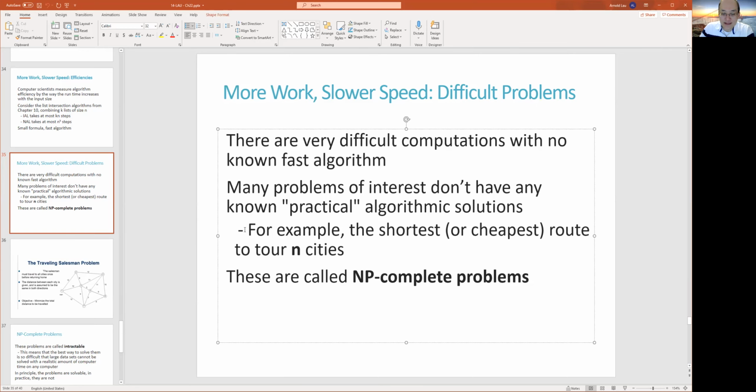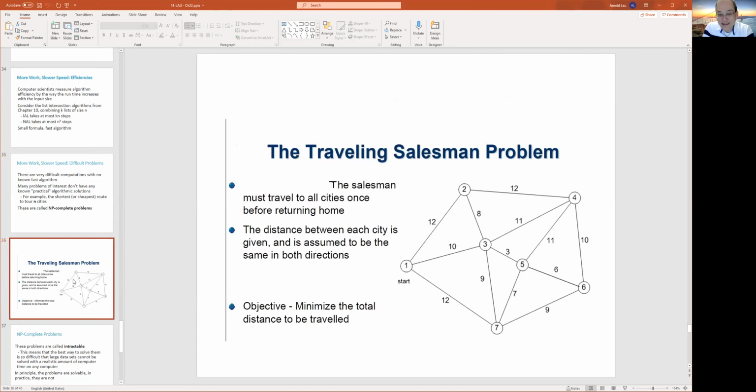So the example here is the shortest or cheapest route to tour n cities, right? You might know it as the traveling salesman problem. And these are in the category of what they call NP complete problems. And we have traveling salesman here. So basically you can picture here's the starting point, right? And then you can picture all these different cities here. And then all of these lines are the cost to travel from one city to the other city, right?